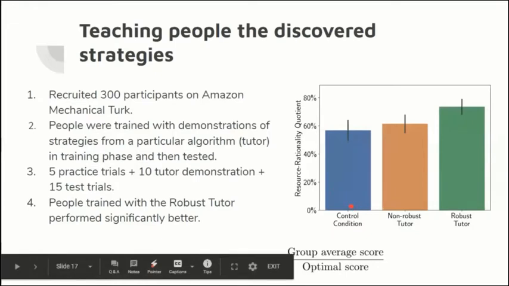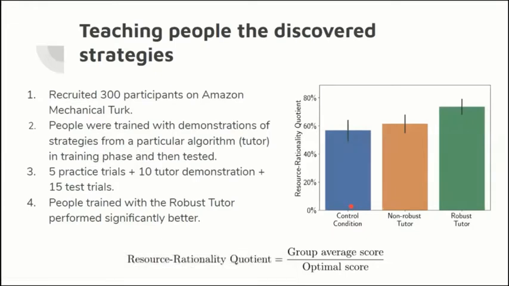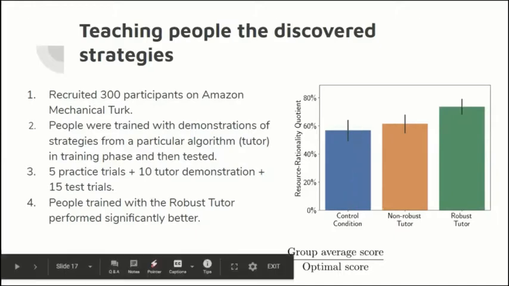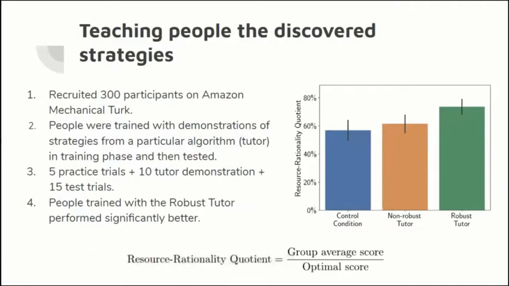The experiment was modeled as follows. There were 5 practice trials for the people to get used to the environment, then 10 demonstrations of strategy discovered by the algorithm were shown, followed by 15 test trials. We see that people trained with robust tutor perform significantly better than the other two conditions.